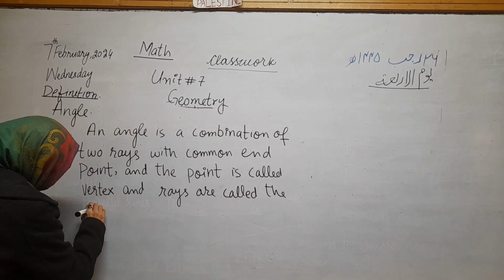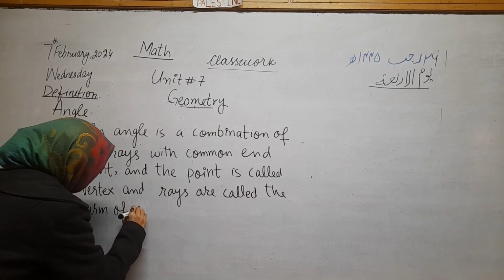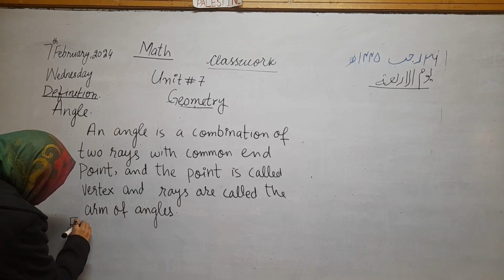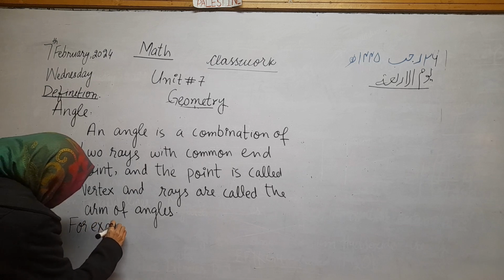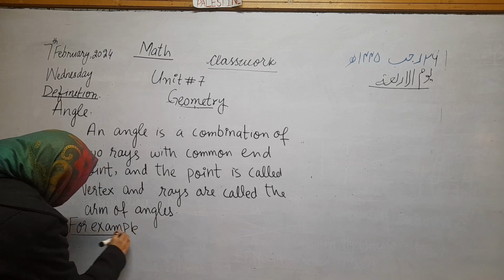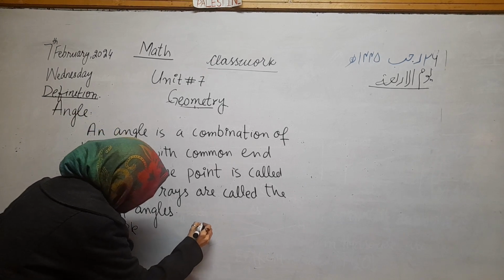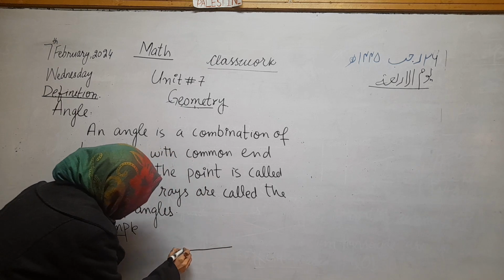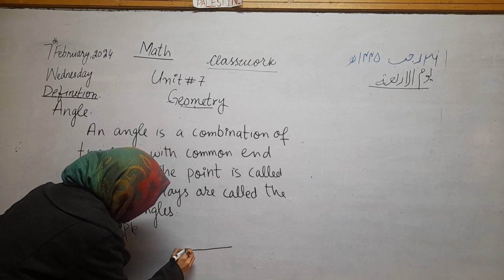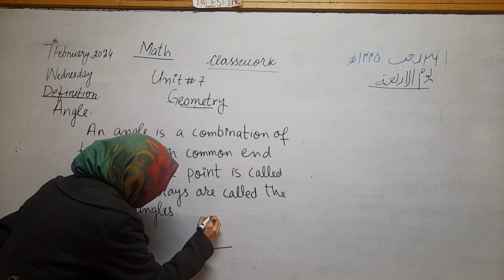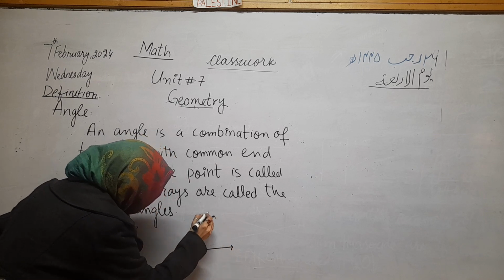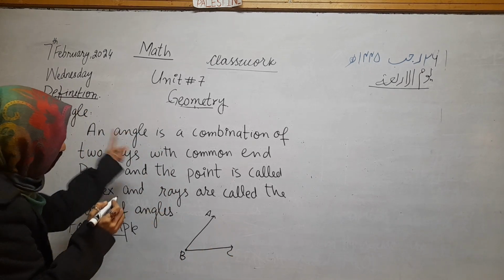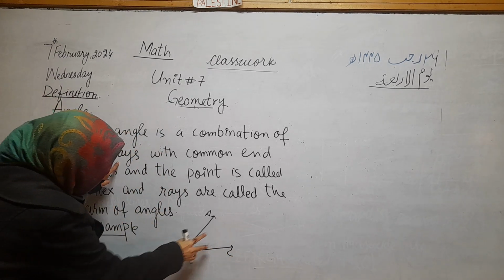For example, we have an angle. This is the baseline. This is A, B and C. And you can see that an angle is a combination of two rays. This is the two rays.